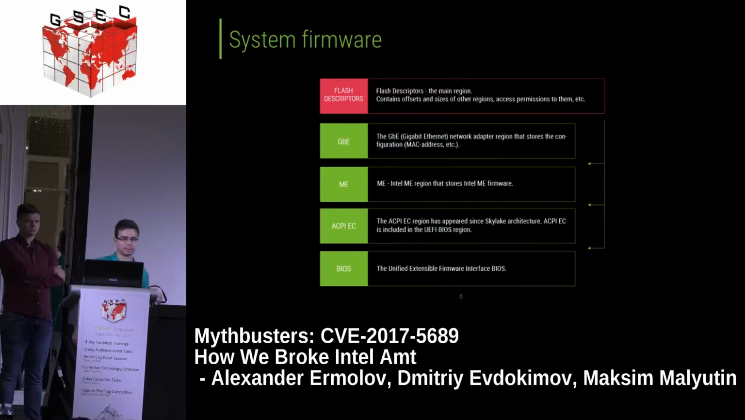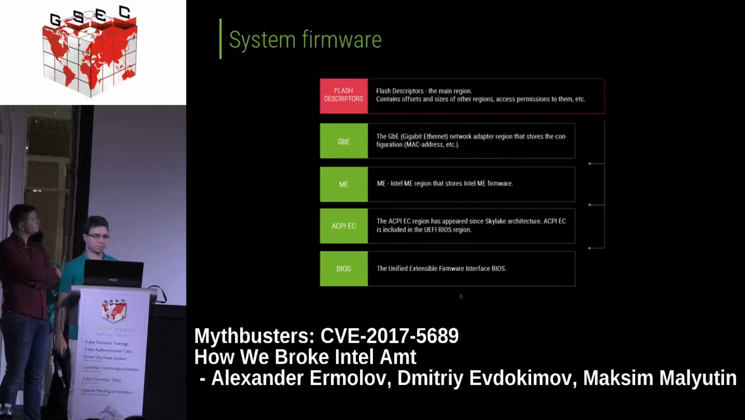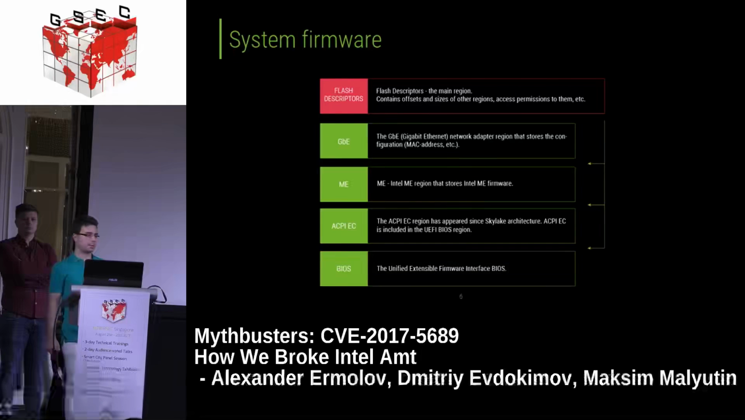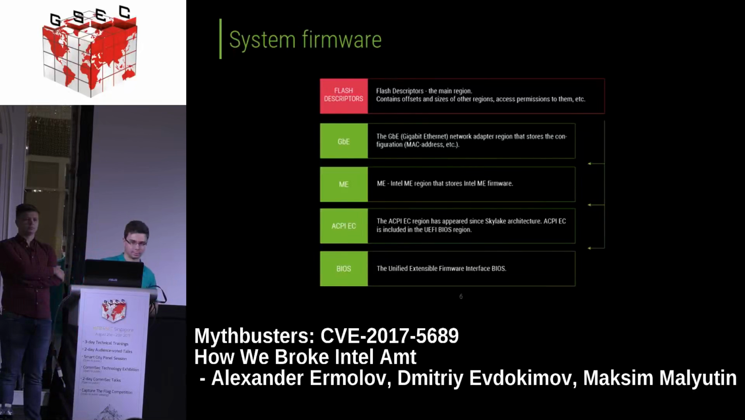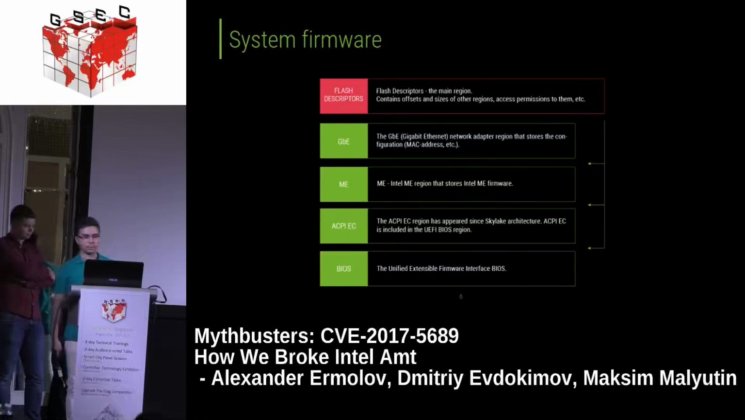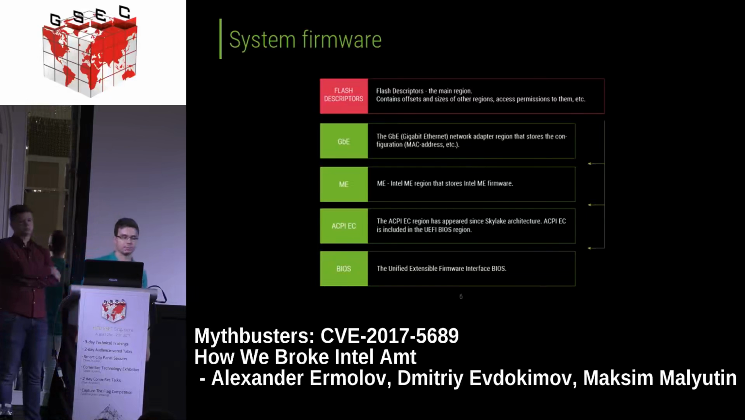The gigabit Ethernet region stores the configuration for the network adapter. The ME region is designed for Intel ME firmware storage. It holds the internal ME firmware binary. The embedded controller region has appeared since Skylake architecture. However, we have never seen it. The last region of the flash is the UEFI BIOS, which includes this firmware blob.